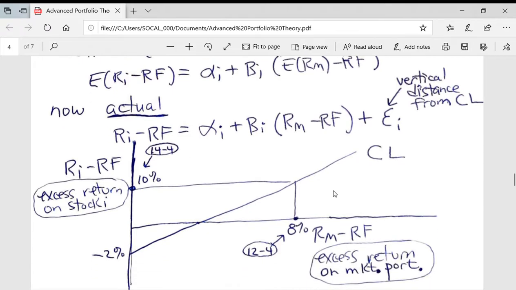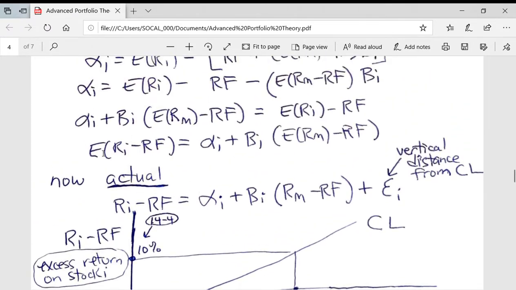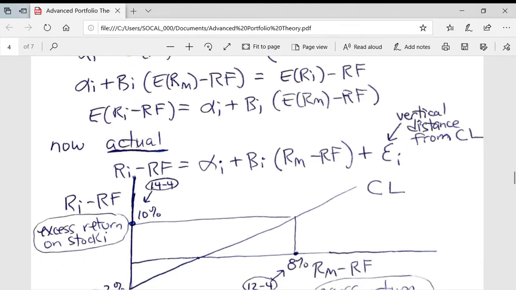Okay? Now, instead of talking about expectations, let's talk about what actually may have occurred. So now we're talking about actual. Instead of having an expectations operator, we just have the return, R sub I minus the risk-free rate, equals alpha I, the mispricing, plus beta times the excess return on the market, plus this epsilon sub I, a measure of mispricing. It's the vertical distance from the characteristic line that actually came to be. It's not depicted here, but maybe it's there or maybe it's there, and that vertical distance is the epsilon.